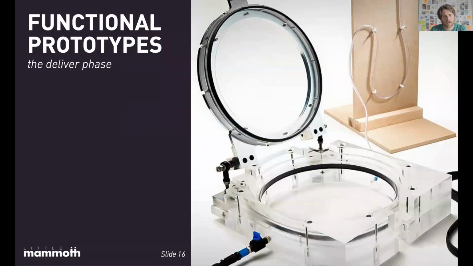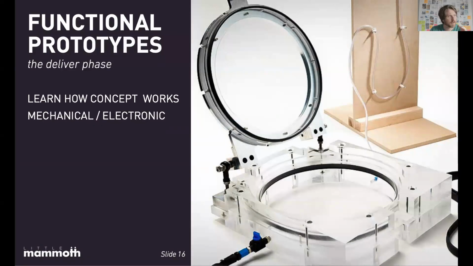Functional prototypes are used to learn how your concept works, or try to figure out how your concept works. They're often using mechanical or electronic principles, and they're about proving the principles. So they're not about how it looks. They're not about whether it looks realistic or consistent with your final design. It's about trying to work out, will it be achievable to work? So you often see things like the image here, like test rigs and quite scientific looking models and mock-ups.